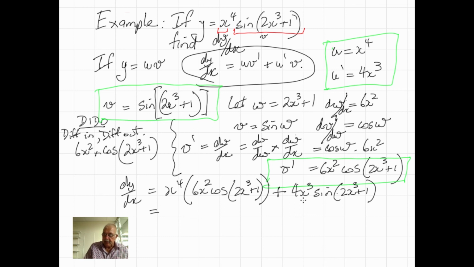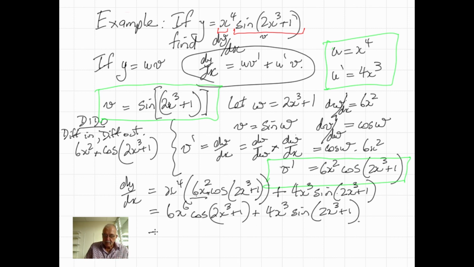Maybe we should remove some brackets here, and we get 6x to the sixth when I multiply out here. I don't have to multiply; the x to the fourth is just multiplied by that because that is a multiply sign there. That is all one entity. So I just have to multiply that times that, and then put the cos of 2x cubed plus 1, plus 4x cubed sine 2x cubed plus 1.